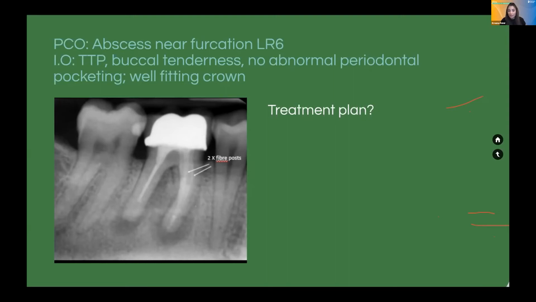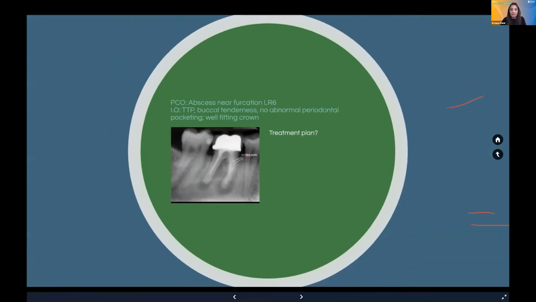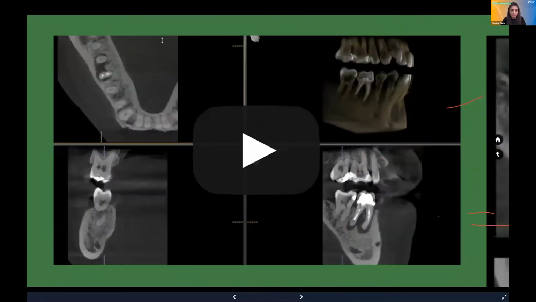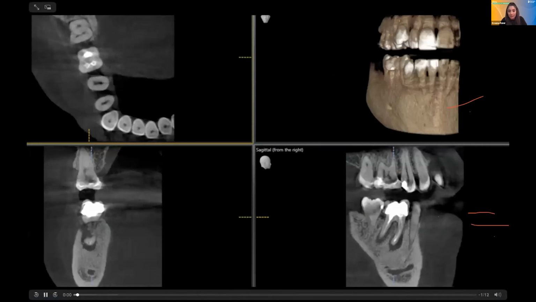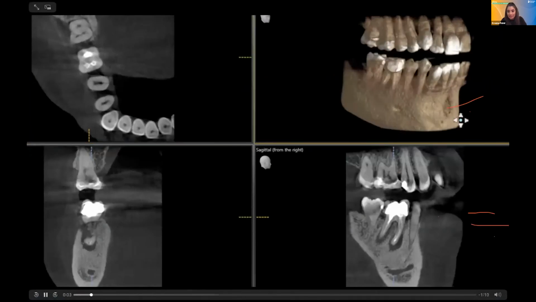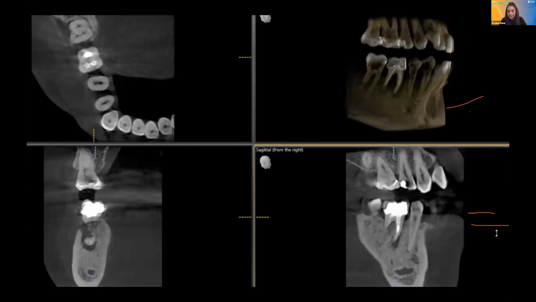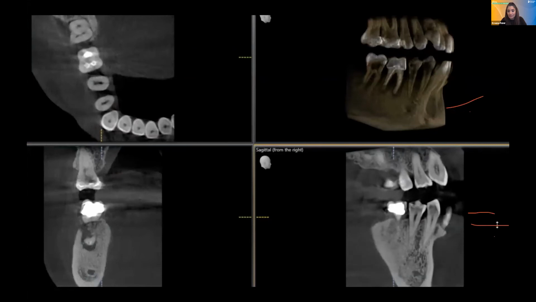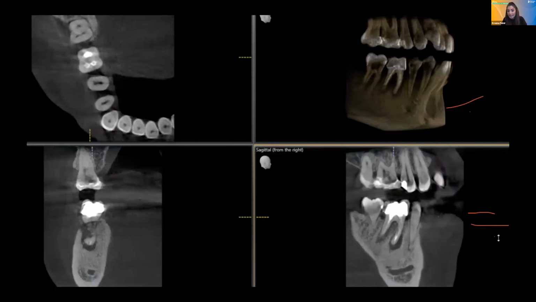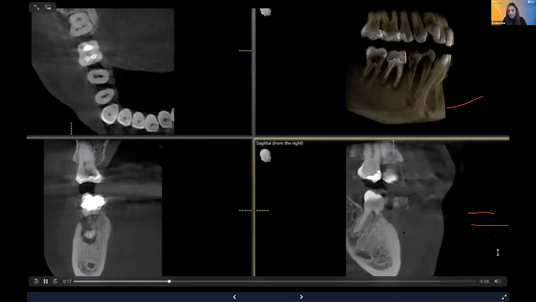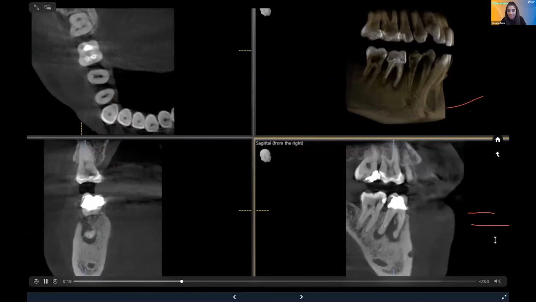So I did tell her, we can take a cone beam CT, but we may see that there's likely a vertical root fracture present. So we did a cone beam CT. I'm just going to show you the scan. So you can see that there's a lesion associated with the mesial root and the distal root. And as we slide down that, I can see that the ID canal is fairly low and it's fairly far away from this tooth. So apical surgery would be an option here.